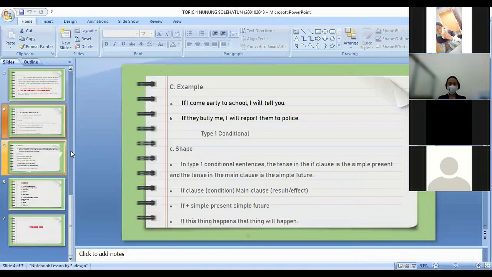C. Example. A. If I come early to school, I will tell you. B. If they bully me, I will report them to the police. Type 1 conditional. D. Rule. In type 1 conditional sentences, the tense in the if clause is the simple present and the tense in the main clause is the simple future. If clause is the condition, main clause is the result or effect. If plus simple present, simple future. If this happens, that thing will happen.